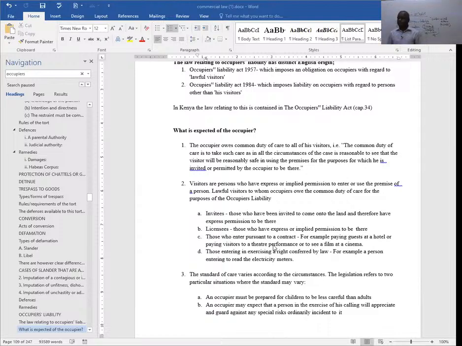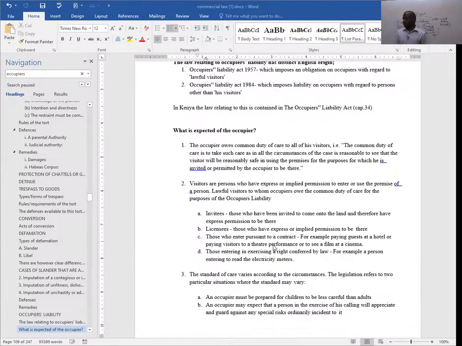Those who have been licensed, for example, an officer from the Kenya Power and Lighting Company who has been allowed to come to your premises to read the meter readings, or someone from a water company who visits the premises to read the meter to see how much water you have used. So those are licensed persons who can access your property, and you have a responsibility over them to ensure their safety. So those entering in exercise of a right conferred by law, for example, a person entering to read an electricity meter.